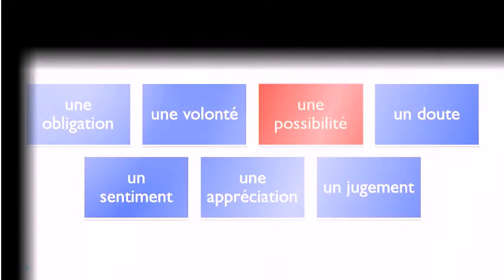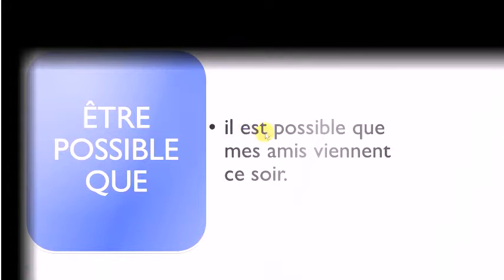So, une possibilité, possibility. So let's see what we've got. The structure could be être possible que. Okay, to be possible. Donc, être possible and then que, as usual, remember. So, for instance, il est possible que mes amis viennent ce soir. Okay, il est possible que, so it could be translated like it is possible that, mes amis, my friends, and then venir here, to come, so this form here is the subjunctive form, ce soir, tonight. So in that case, you should put your verb here at the subjunctive.